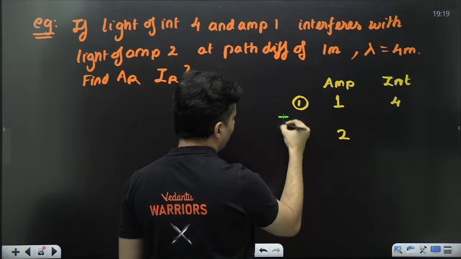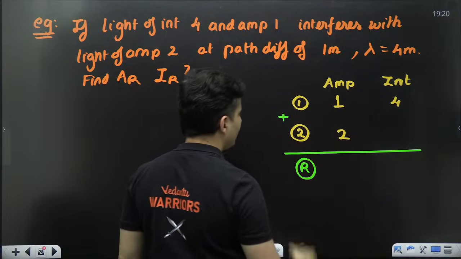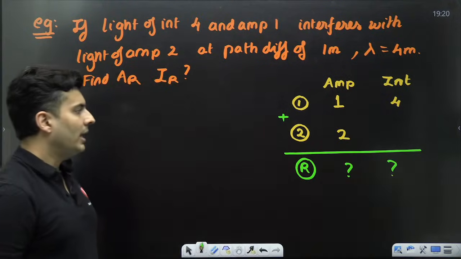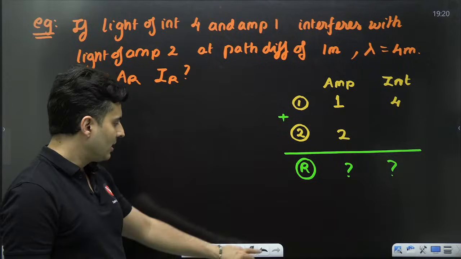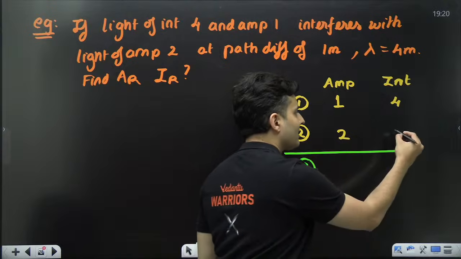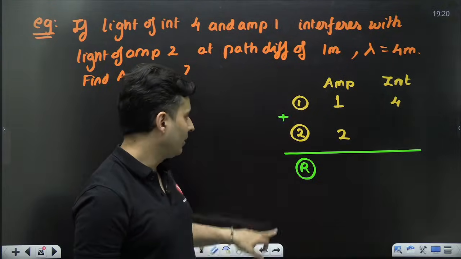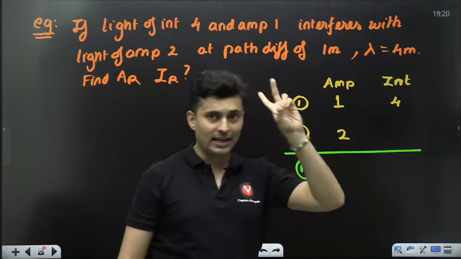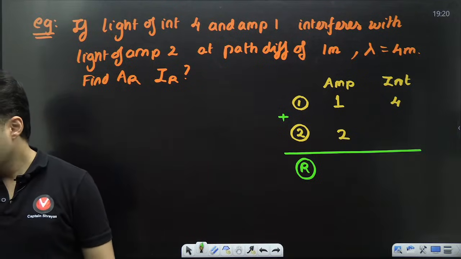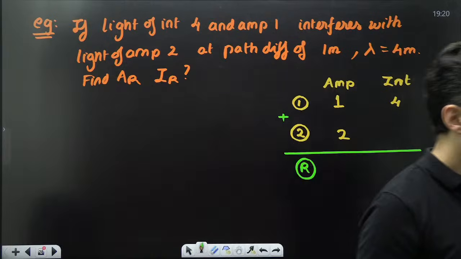When you add both of them, you get the resultant. I don't know this, nor do I know this. I feel we also need to know this over here. Can somebody quickly think logically and tell me what the intensity of the second wave could be? Come on, my dear warriors. What could it be? Think carefully about it.